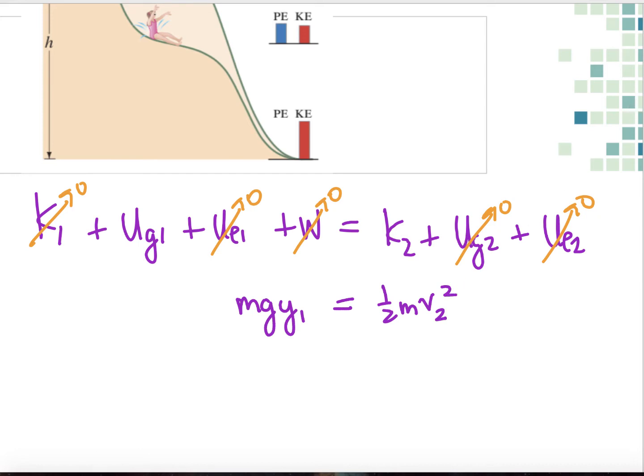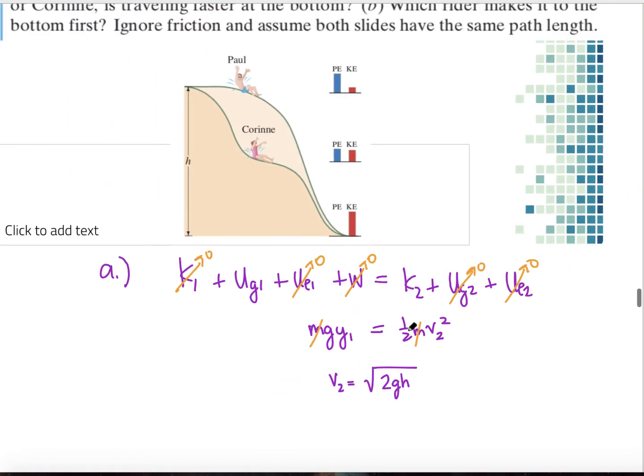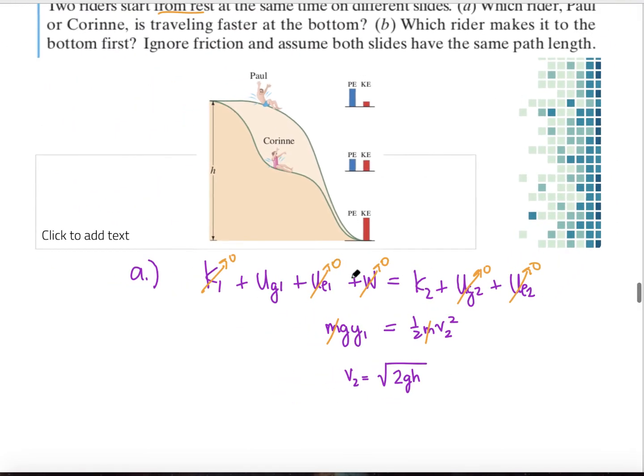Now, regardless of who we're talking about, mass ends up canceling out. And so what we see now is that our speed at the bottom is simply going to be the square root of 2 times g times the initial height, h. So both Paul and Corinne will be traveling at the same speed at the bottom, because the shape does not matter in this case.